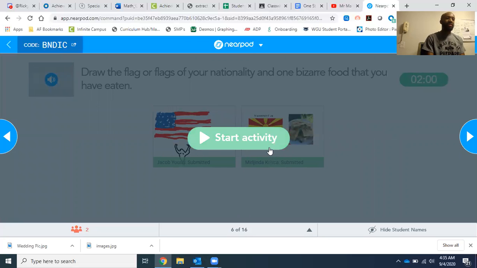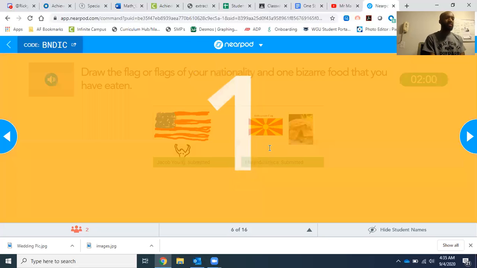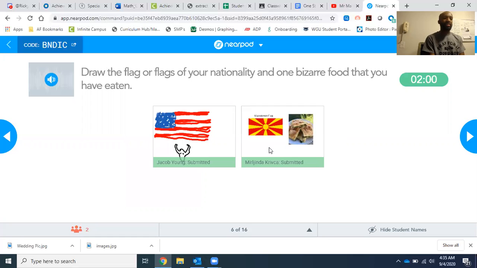Now, I would like you to draw the flag or flags of your nationality and one bizarre food that you have eaten. There's 2 ways to complete this assignment. You can either actually draw it by hand, or you can import pictures from Google or whatever search browser that you use. So either one is fine with me. I prefer the drawing because it usually turns out to be more fun that way.